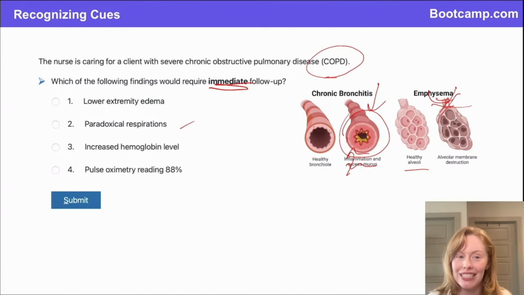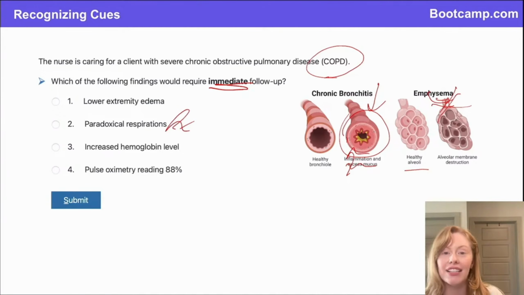The next, paradoxical respirations. Paradoxical respirations is when, normally, if you don't have paradoxical respirations, you breathe in and your chest rises and you breathe out and your chest falls. When you see somebody with paradoxical respirations, that means you're seeing the opposite happening. They breathe in and their chest wall kind of sucks in, and then they breathe out and it pushes out. And that is because they're working really, really hard to breathe. And that is a sign of impending respiratory failure.